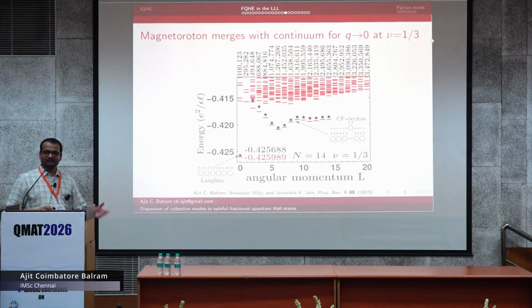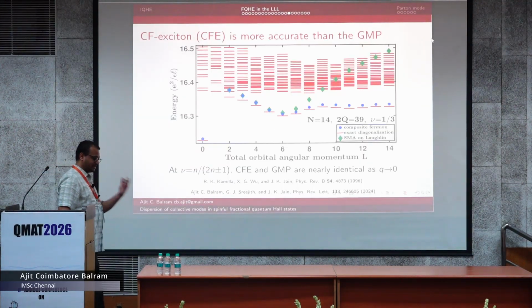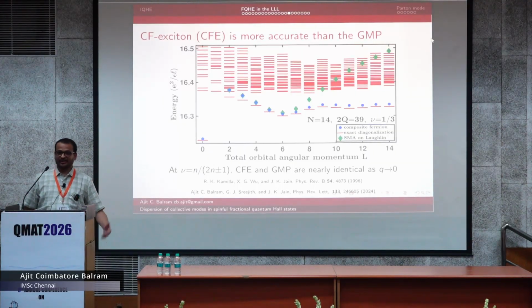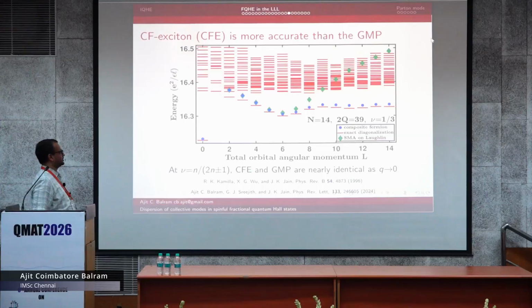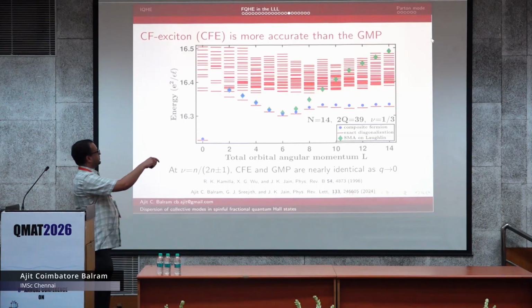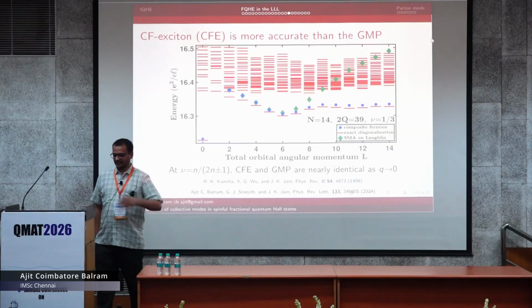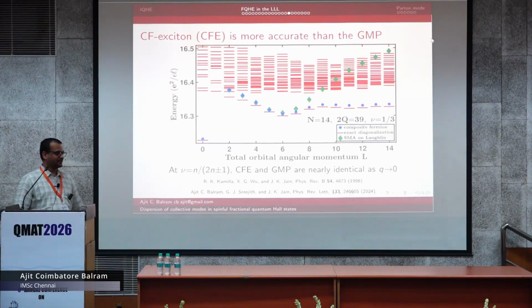We had two ways of constructing the neutral excitation: the Girvin-MacDonald-Platzman recipe and the composite fermion exciton. You can ask which works better, which one should I use? Generically, the composite fermion exciton is much more accurate than the Girvin-MacDonald-Platzman ansatz. So generically, the CF exciton is much better than the GMP.